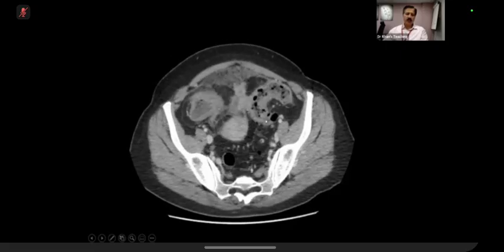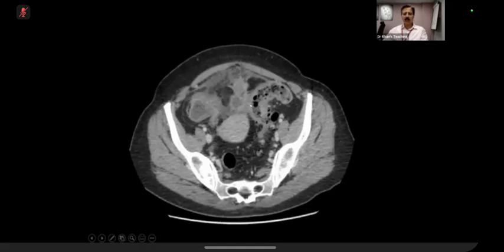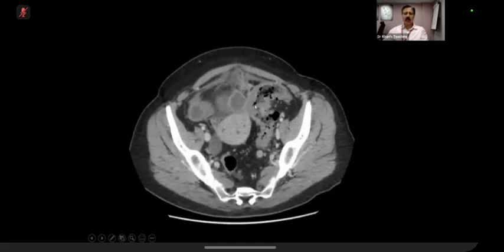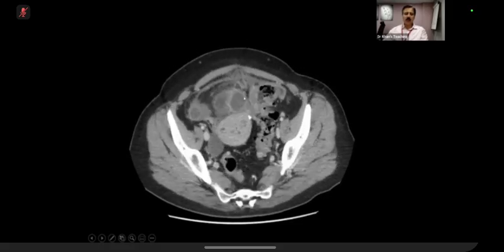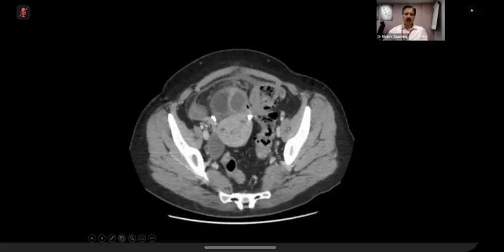Now, this is the sigmoid colon, and you can see it is abutting the sigmoid. Right now we cannot see it, but there might have been a fistulous communication. At least these two loops are adherent to each other. Then as I am proceeding further, you can see this abscess with rim enhancement.